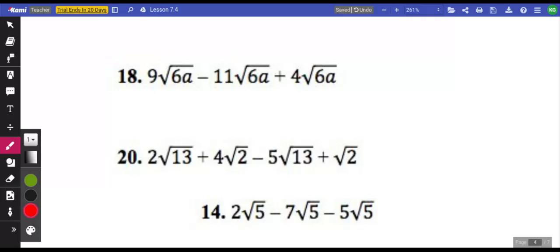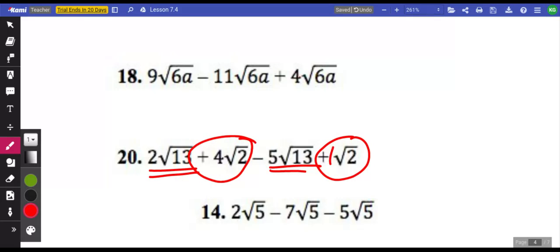And now when we get down to this one, notice that we have 2 sets of like terms here. And so I have 2 square root of 13s minus 5 square root of 13s is negative 3 square root of 13s. And 4 square root of 2s plus 1 square root of 2s is 5 square root of 2s.